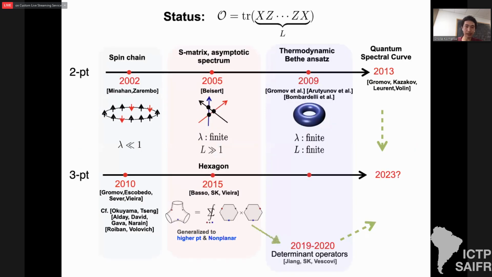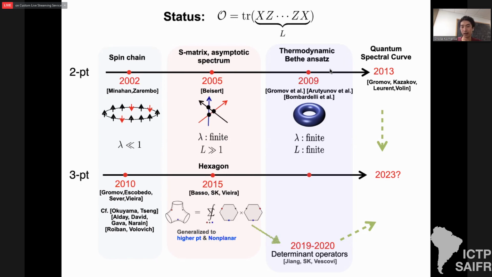So before explaining how integrability works, let me just give you the status of the field. Integrability was first discovered at weak coupling in the analysis of the two-point function, or the spectrum of local operators. Then later it was generalized to finite coupling, but in the limit where the length of the operator is very large. And finally, in 2009, people succeeded in computing the spectrum at finite coupling and finite length using a method called thermodynamic Bethe ansatz.